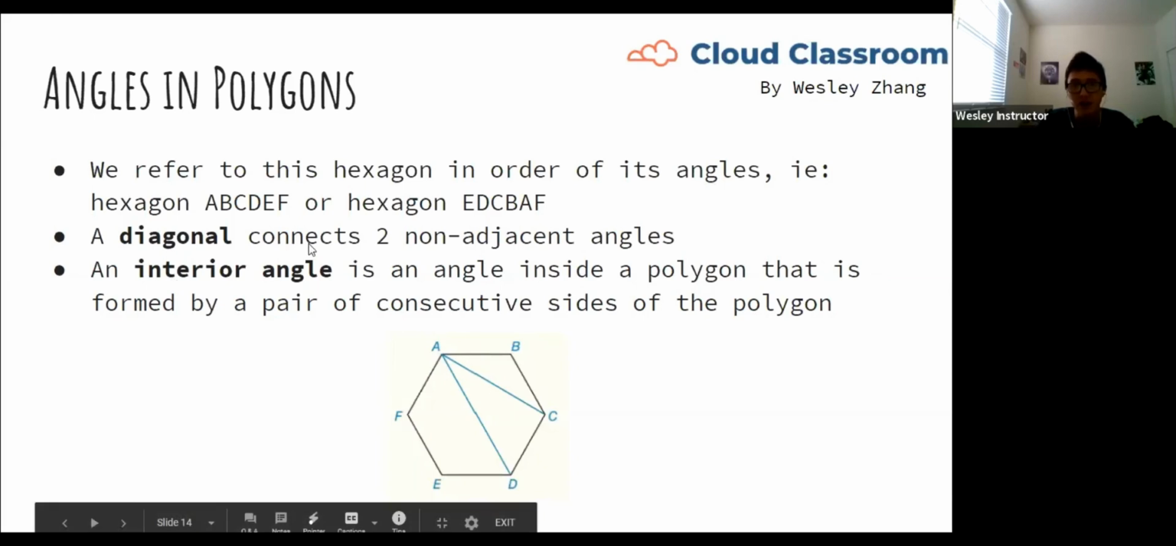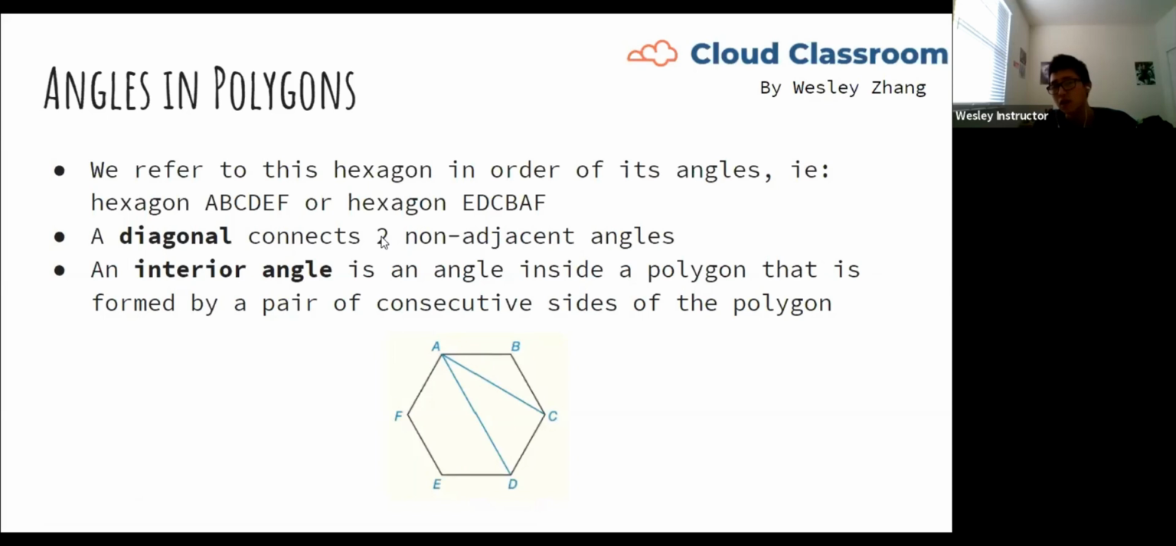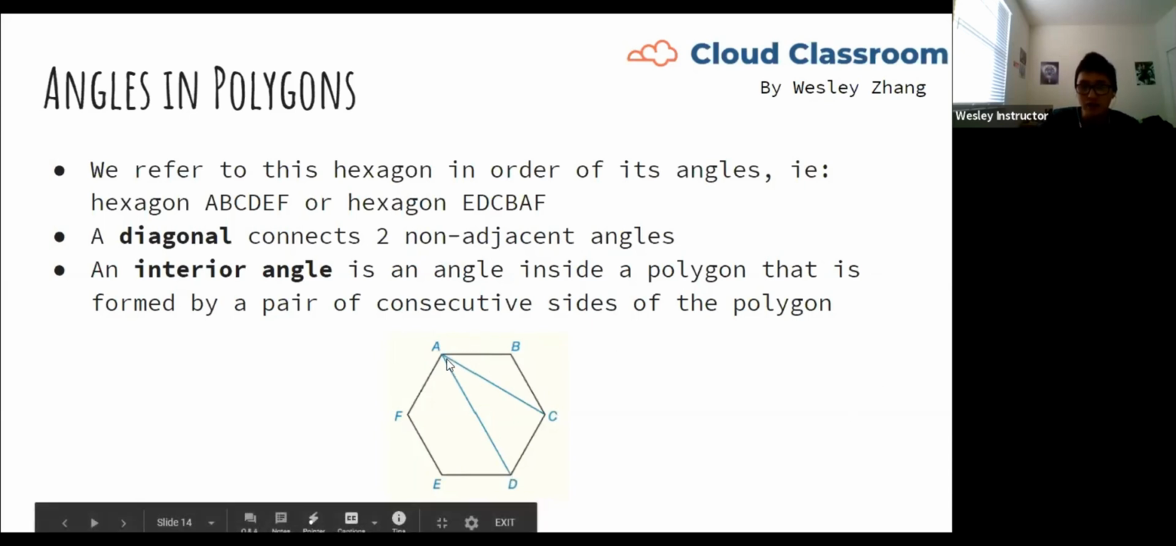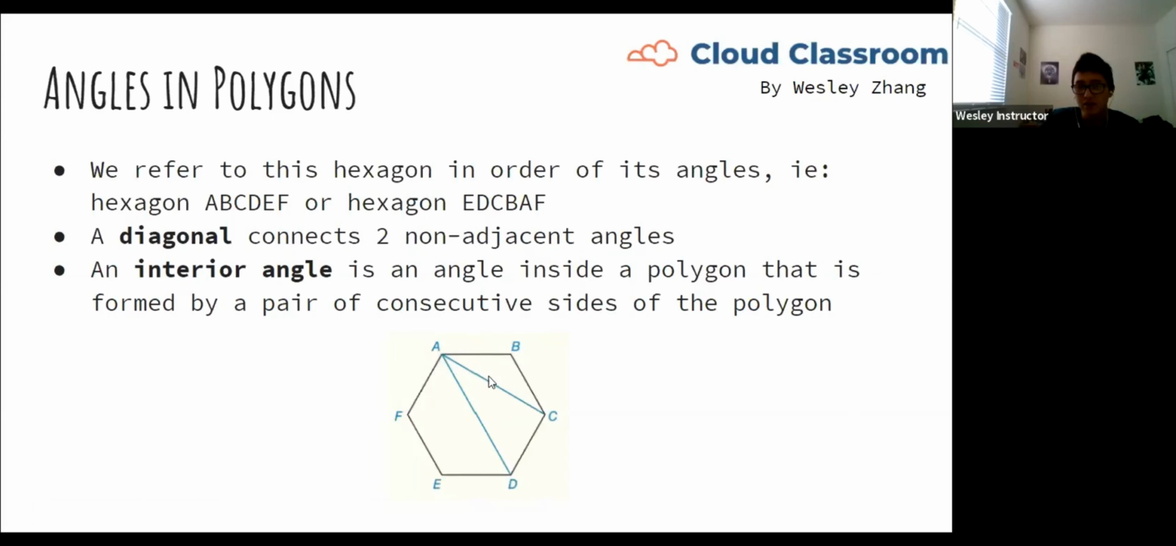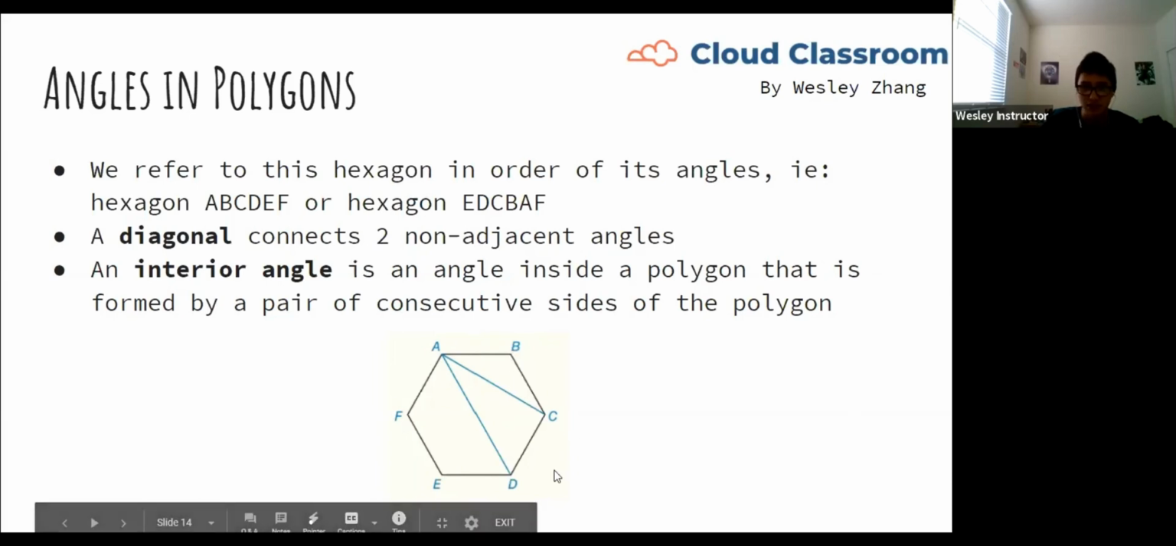All right, so a diagonal connects two non-adjacent angles. Adjacent means they're next to each other. So we see two diagonals here. One connects angles A and C. They are not next to each other. Angles A and B are adjacent. Angles B and C are also adjacent.